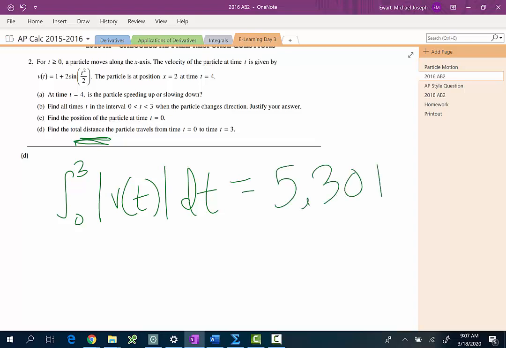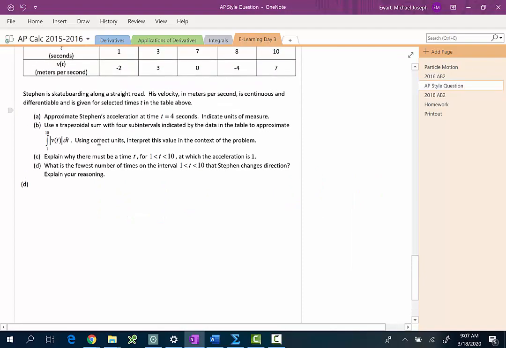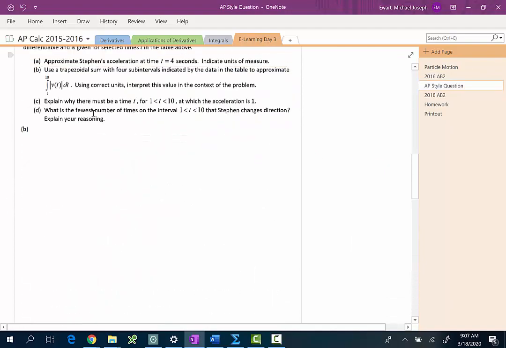And on this exam, that was worth 2 points. So literally just remembering the formula and typing it in gave you 2 points, which is awesome. The nice thing about particle motion is you guys can pick up a lot of points if you learn the patterns of these. So next one, this was actually not on an AP exam.